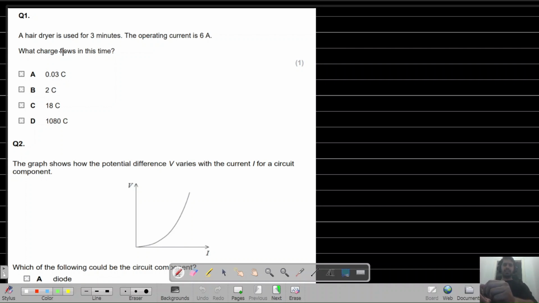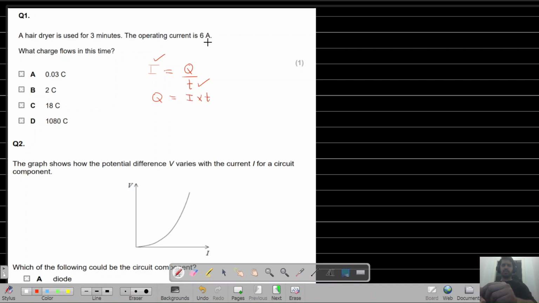The question is, a hair dryer is used for 3 minutes. The operating current is 6 amps. What charge flows in this time? So this is just the definition of current. We know that current I is charge Q divided by time. So we know what the current is. We know how much time we used the dryer. We can just rearrange this equation for charge. It will be current I times T.